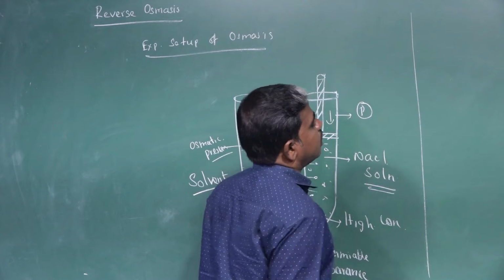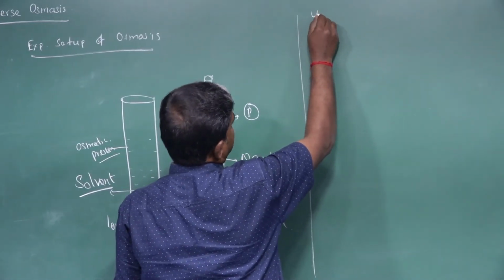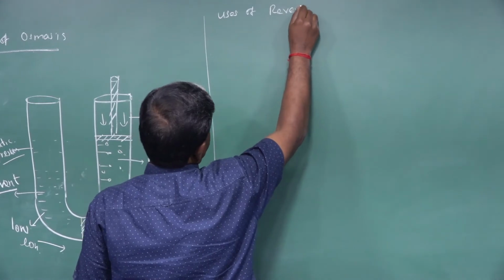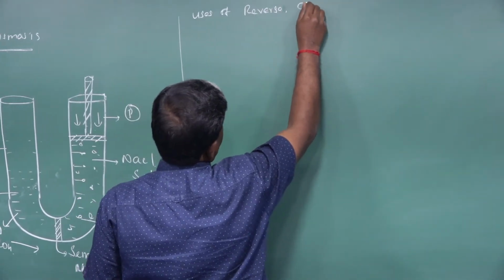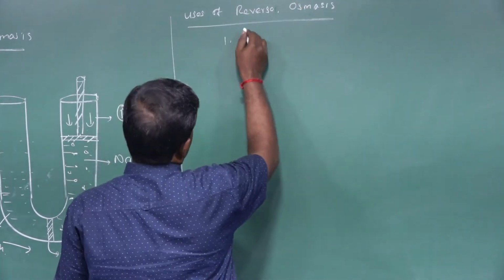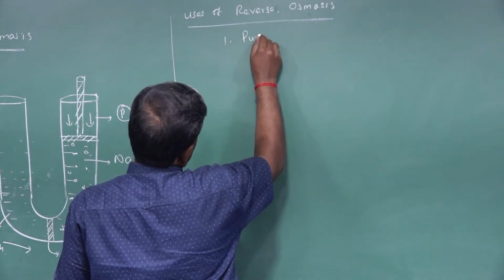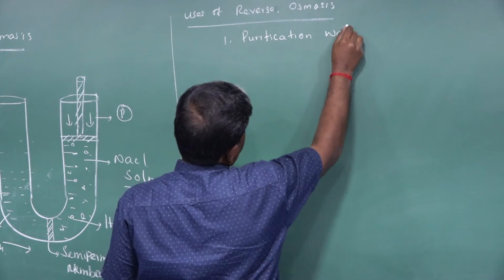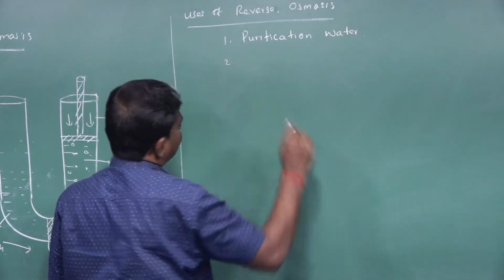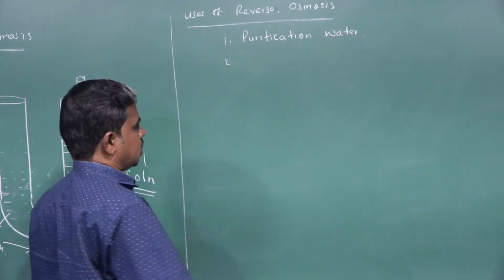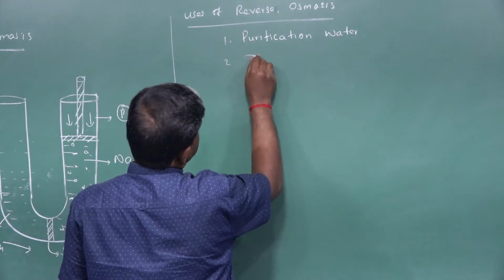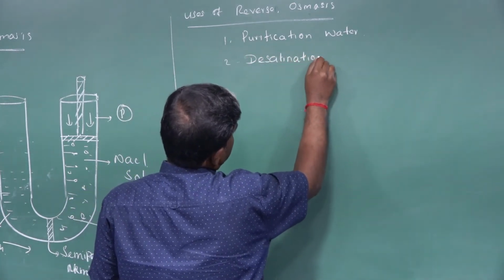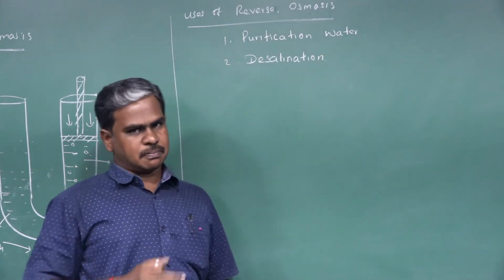Now, we may take the uses of reverse osmosis. Uses of reverse osmosis: first, purification of water, and second, desalination of water. It is a very simple experiment.